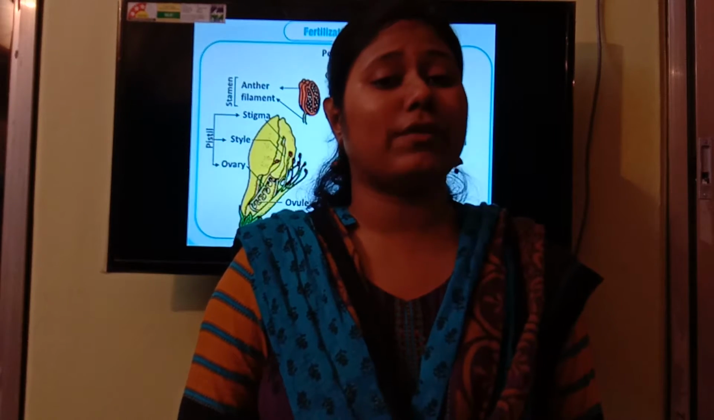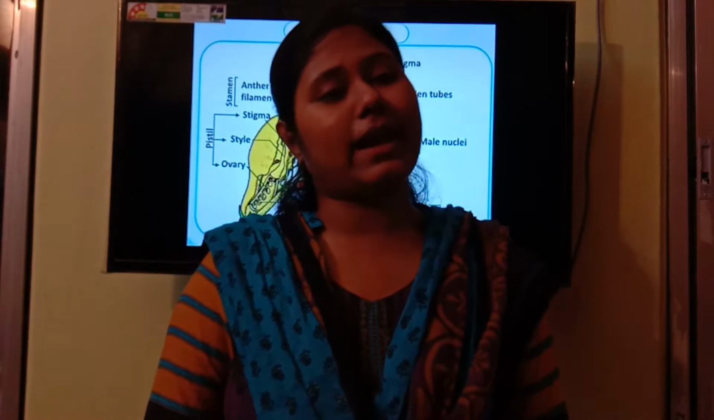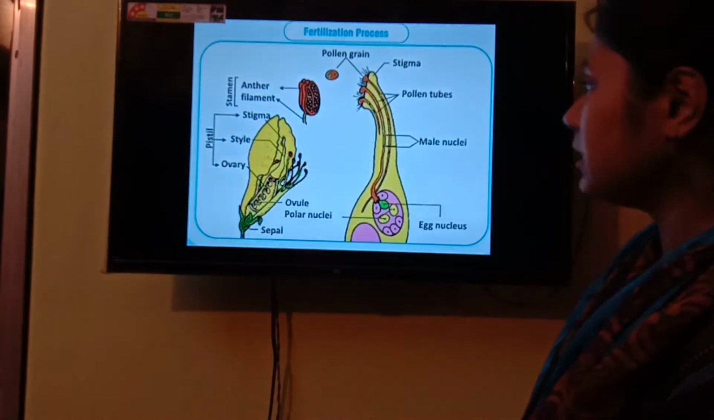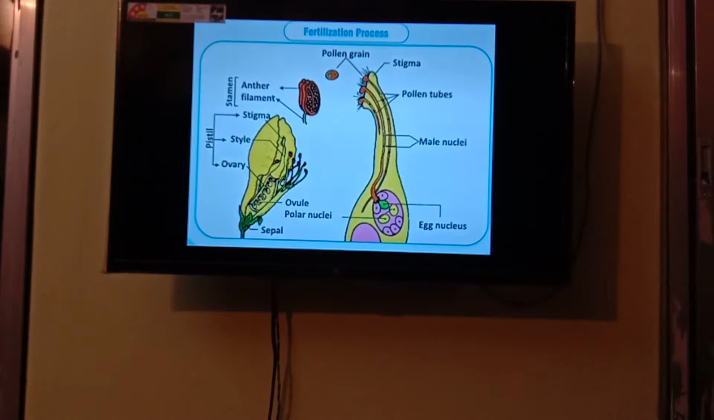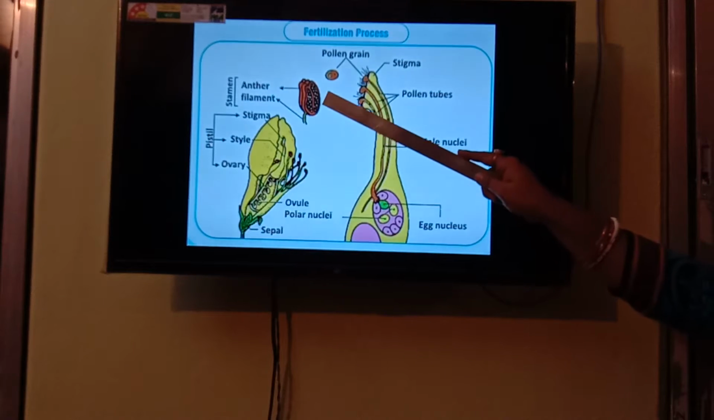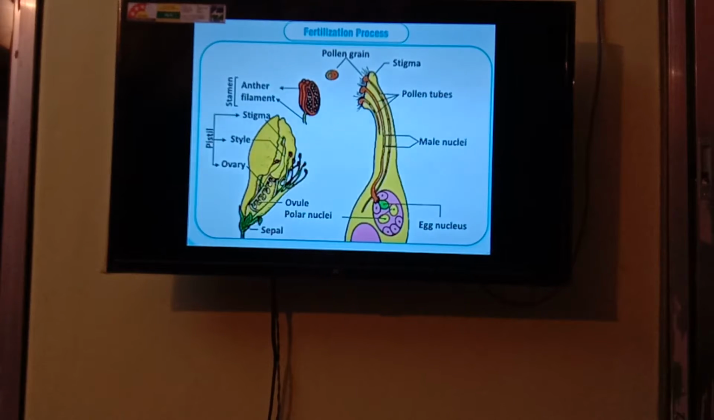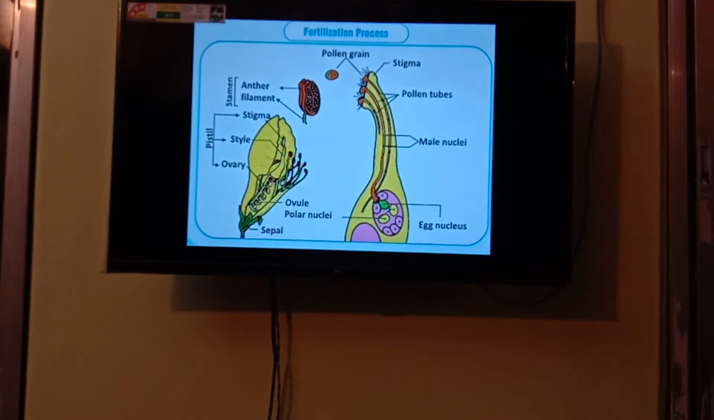Now let's start. I already discussed the flower, the parts of a flower, and the male and female reproductive parts. Now students, look at the picture. This is the male reproductive part, the androecium. Androecium contains two parts. Number one is the tube-like, stalk-like structure, the filament, and the lobe-like structure called the anther. Within the anther, there is a pollen grain.